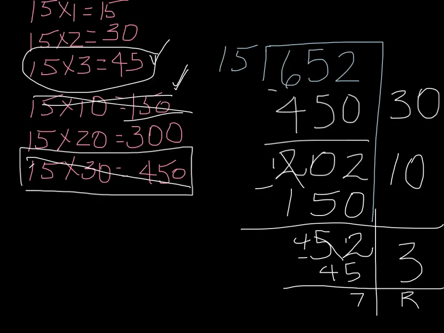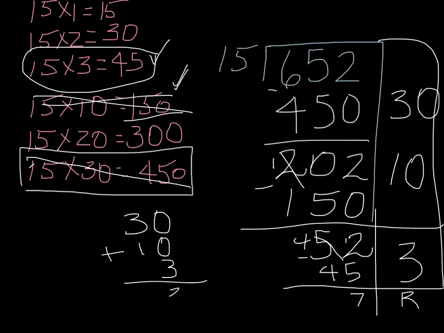And I put an R there for remainder. Remainder starts with R, and that just reminds me, that's not something just hanging off the bottom. That's not part of my groups. Those are my leftovers, my remainders. So to get my answer, I have to add 30, 10, and 3. I have to add all these numbers. 30 plus 10 plus 3. What is that? 43. So I have 43 groups altogether, but did I have a remainder? Yes. Better put it up here. What's my remainder? 7.